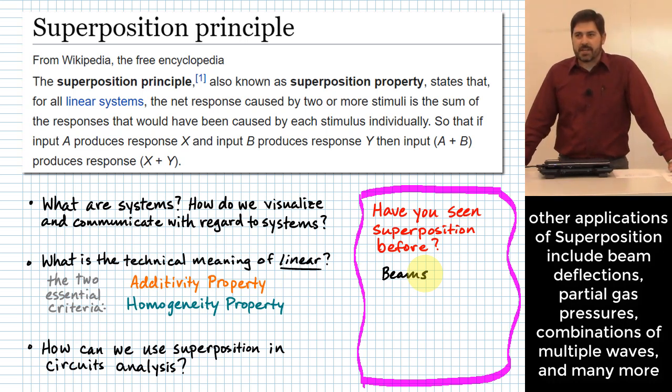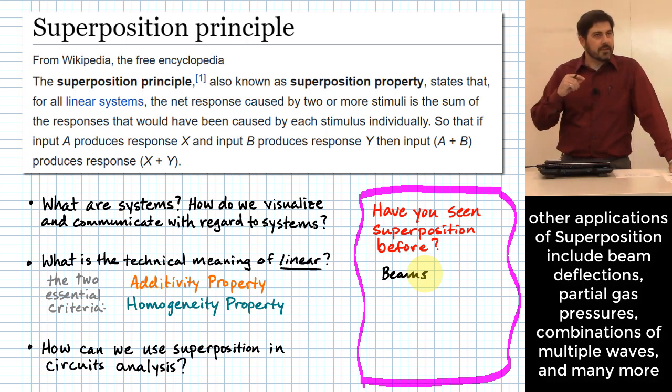I've got a couple more ideas if you don't have more, but anything else that comes to your mind? Statically indeterminate type problems often rely on there being some kind of linearity with the systems that are part of them. That's a good example. What else?